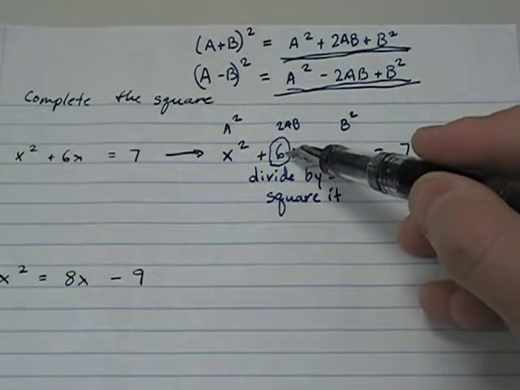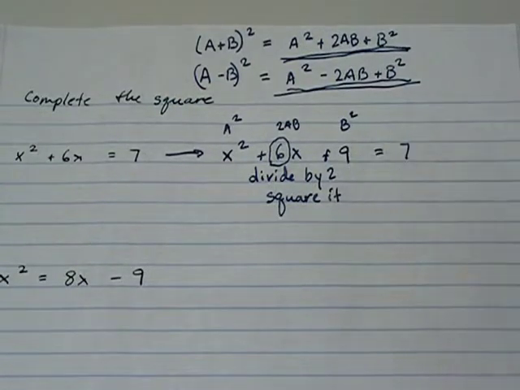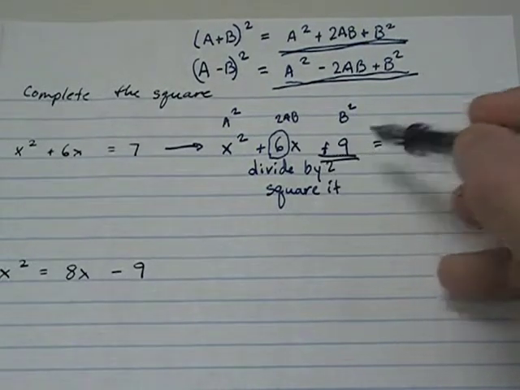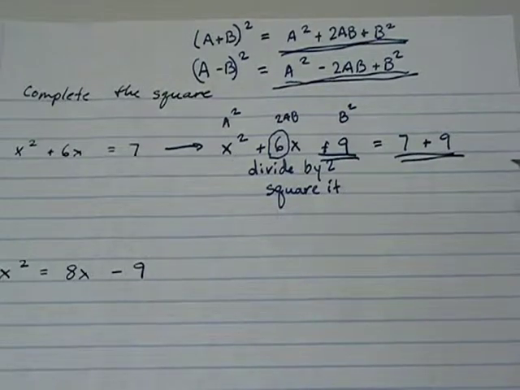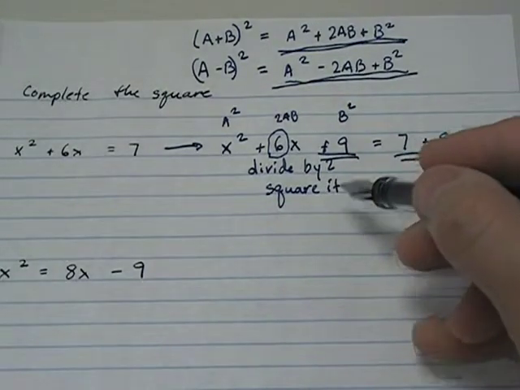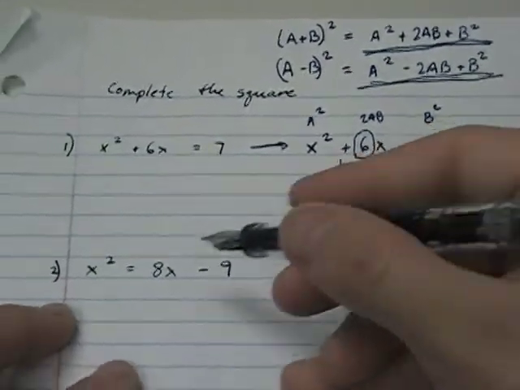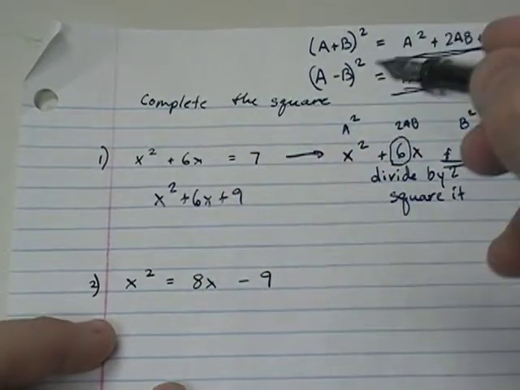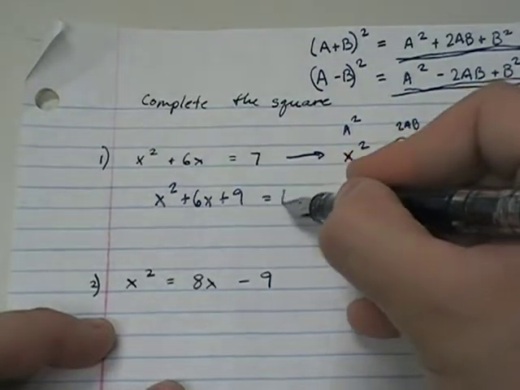So, if I divide 6 by 2, I get 3, and 3 squared makes 9. And if I add 9 to the left-hand side, I have to add 9 to the right-hand side. That's the big deal here: if you do something to the left, you have to do it to the right. Now, if I do that, I end up with x squared plus 6x plus 9, and of course 7 plus 9 makes 16.